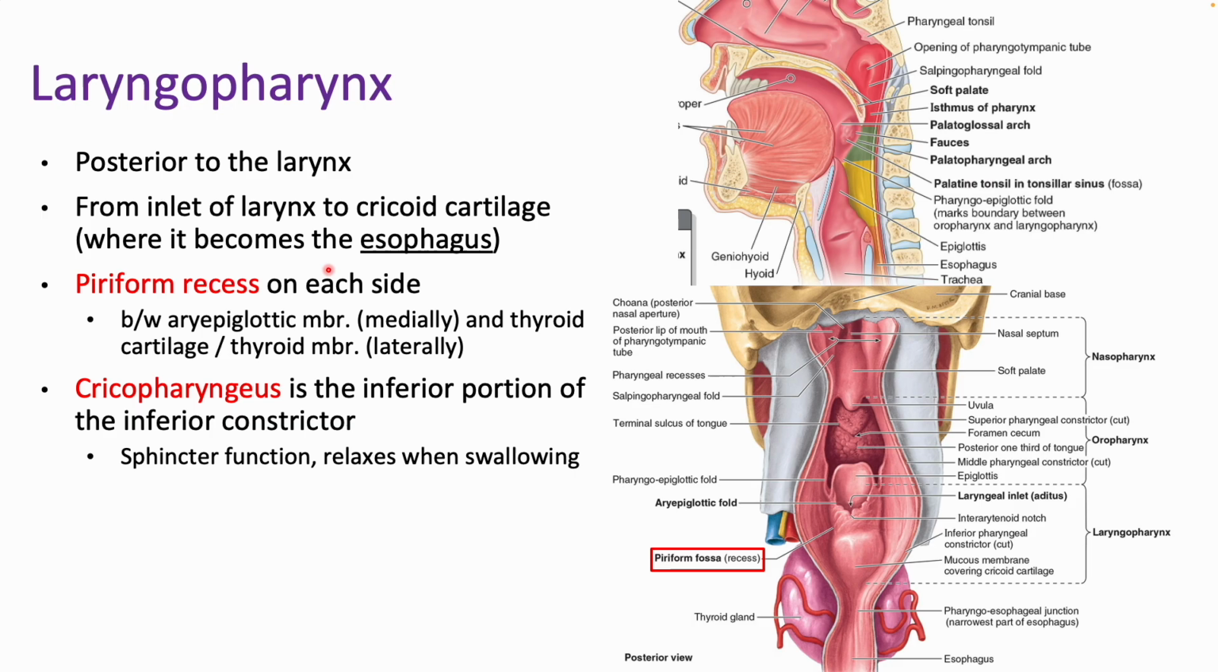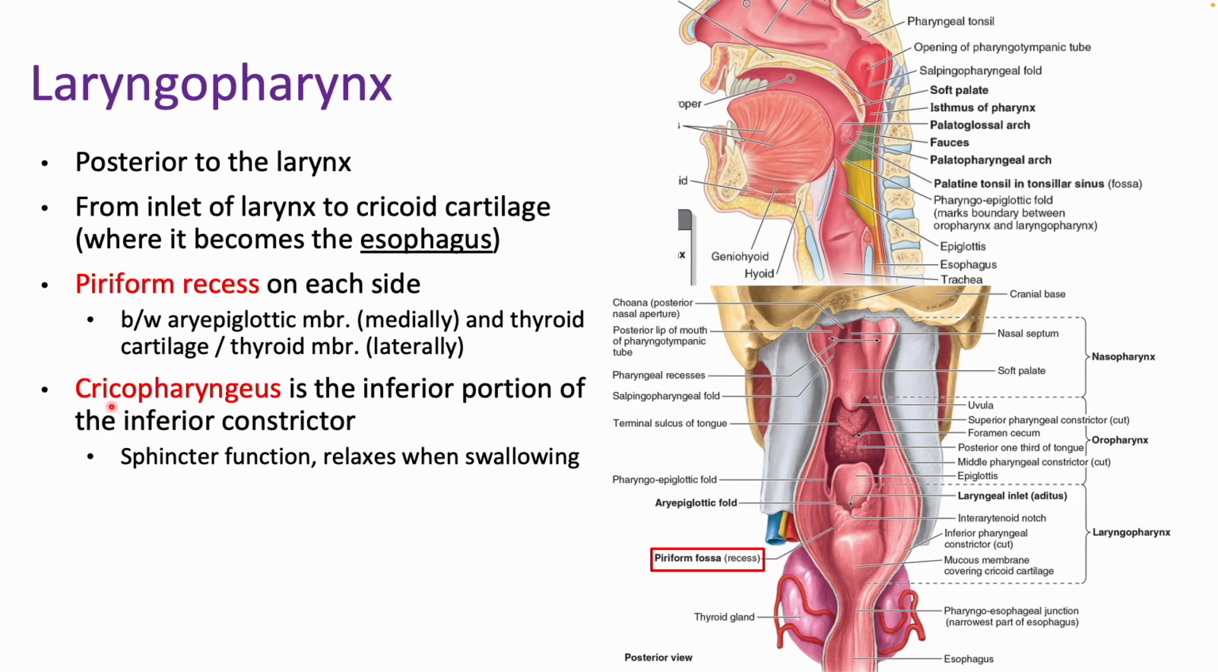In this area, we have an important structure, which is the piriform recess. And that's going to be found on each side. I highlighted that here. It's just kind of this spot, and it's actually clinically important because a lot of food, or if you eat a fish bone or something, it can get stuck here. And so that's clinically important. We'll look at that later, but it's kind of just a pocket that things can get stuck in. And it's located between the aryepiglottic membrane medially and the thyroid cartilage or thyroid membrane laterally.